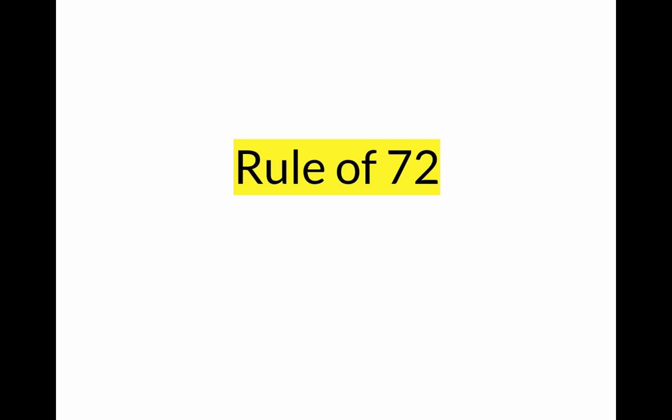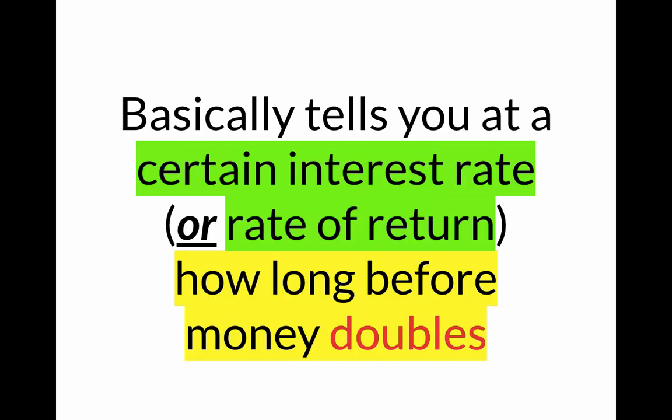So how about the rule of 72? This comes up in finance, it comes up in interest rates, it comes up in looking at rates of return for investments. Basically, what this rule does is tell you, at a certain interest rate or rate of return, how long before the money doubles. Now that could be a good thing if you have an investment that's making interest or a rate of return for you. It's a bad thing if we're talking about debt that you owe, but still, it's just a simple rule of thumb to figure out how long before it doubles.